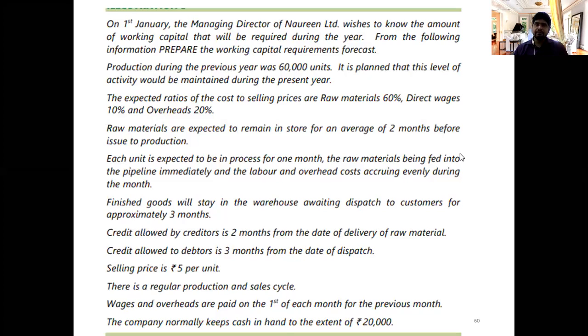And welcome back to our session on working capital management and advanced corporate finance. In the last session, we talked about how we estimate the working capital requirement for a company, and we have done one sum in regard to this, and we will do another sum.